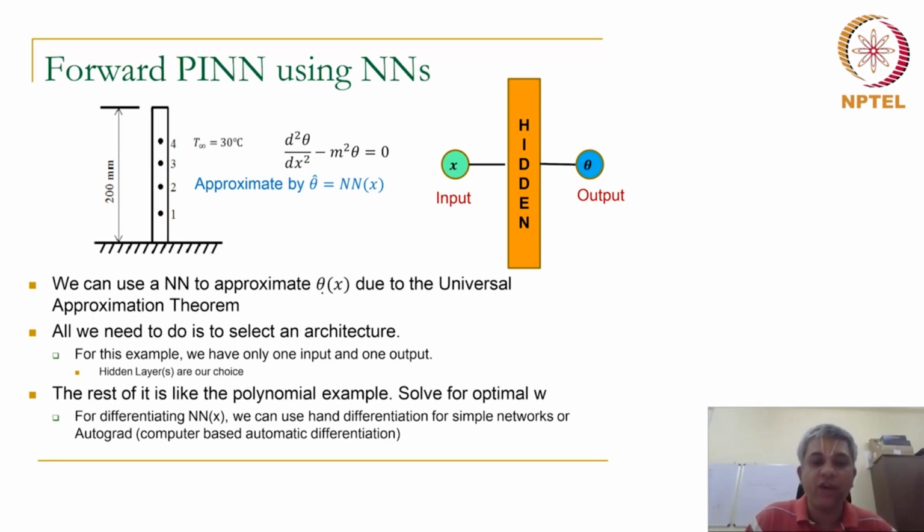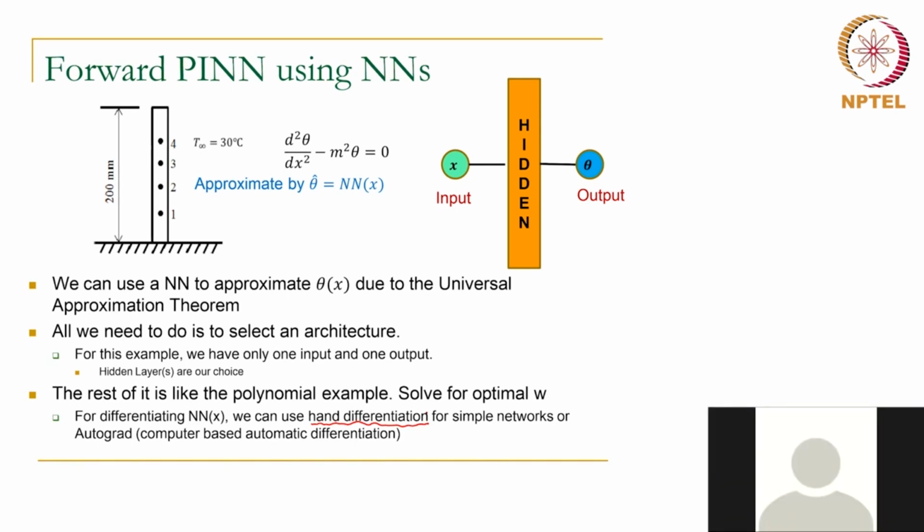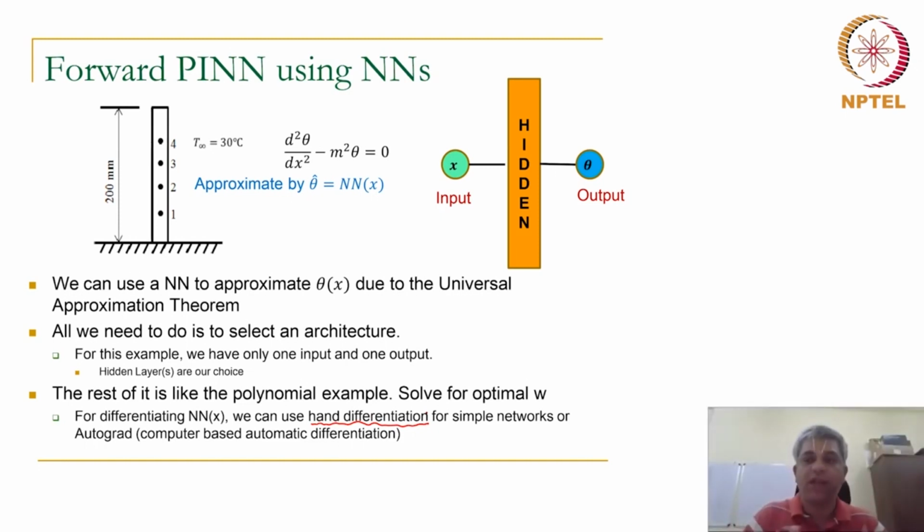The way you find dθ/dx and d²θ/dx² is either you can differentiate this expression by hand, which you can kind of do for simple networks, and possibly in an example in class or in an exam, I can give a simple enough network that you don't need to use something like backprop. But in other cases, you can use the backpropagation algorithm, or what is known as autograd or automatic differentiation, in order to find dθ/dx or d²θ/dx².